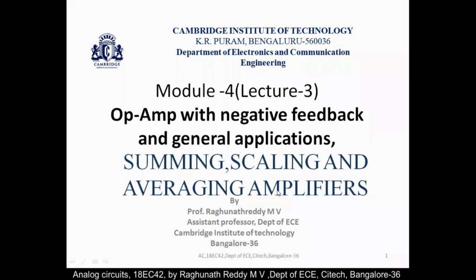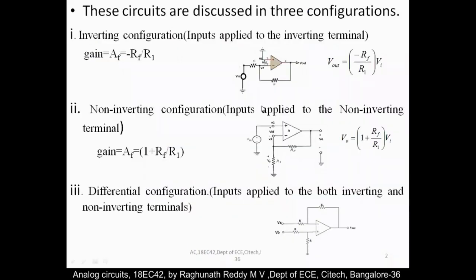Good evening. Today I am going to discuss lecture 3, summing, scaling and averaging amplifier. All those circuits are discussed with three configurations named inverting configuration, non-inverting configuration and differential configuration. Inverting configuration means inputs are applied to the inverting input terminal, that is Vin is applied to the inverting input terminal. At that time Vout equals minus RF by R1 into Vi.